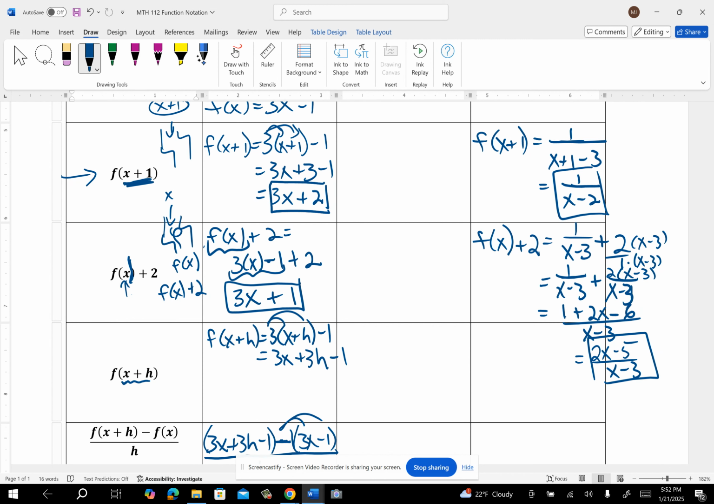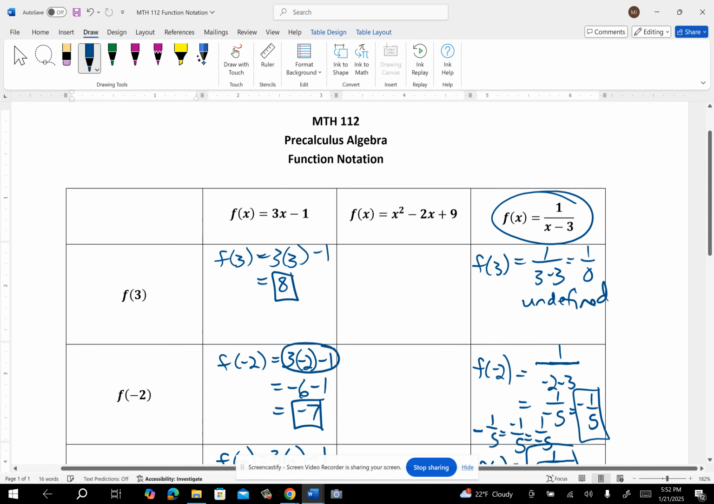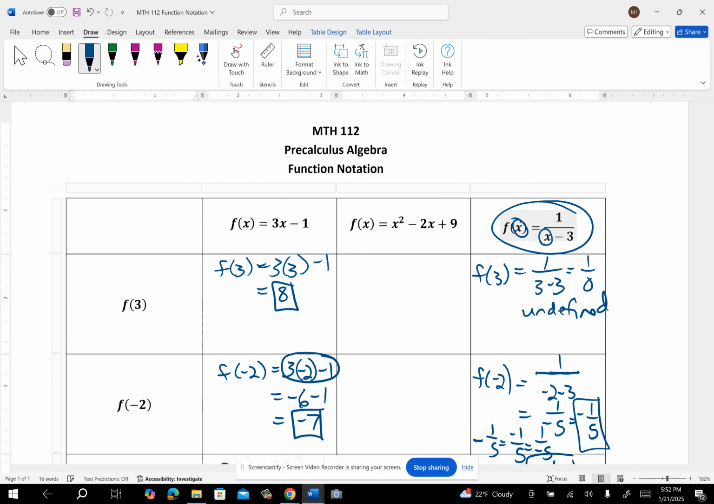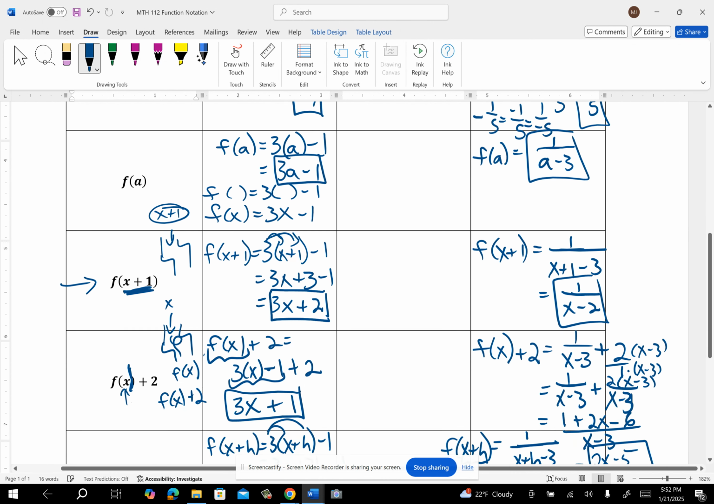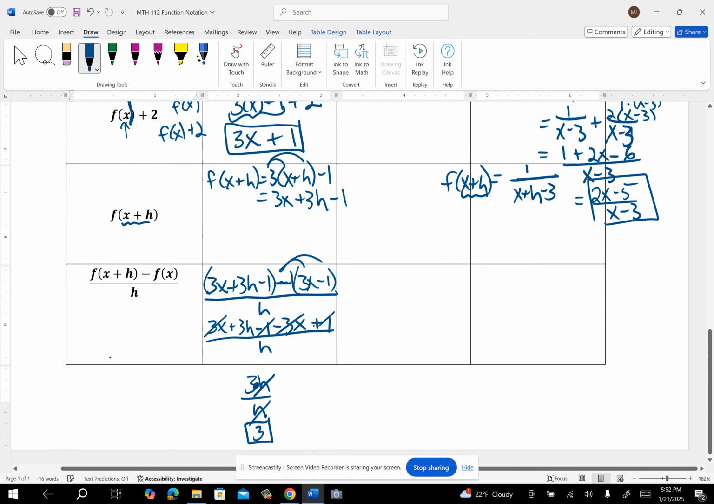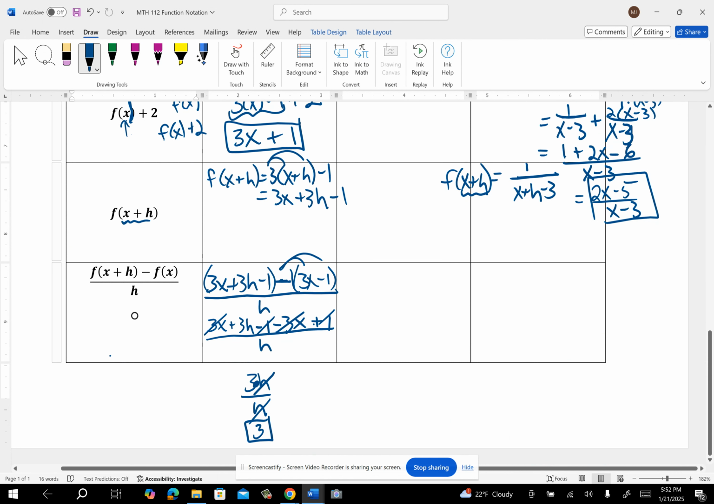All right, let's look at f of x plus h. That's all my input. The function says to do 1 over your input and subtract 3, right? 1 over your input, see how those inputs match, and then subtract 3 from that input. And then that can't really be simplified, so that would be your final answer on that one.